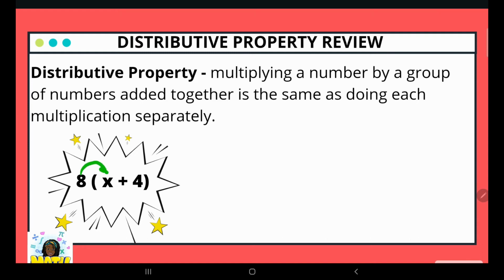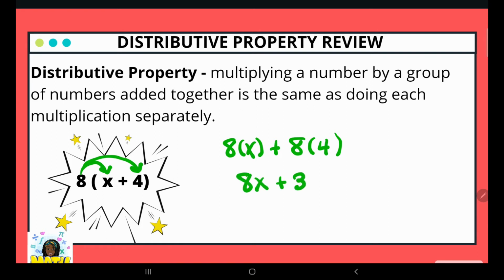So this would be 8 times x and then 8 times 4. When we rewrite that, it will look like this: 8 parentheses x plus 8 parentheses 4. 8 times x is just going to be 8x. 8 times 4 is 32. And that would be my final answer when I apply the distributive property to this example.